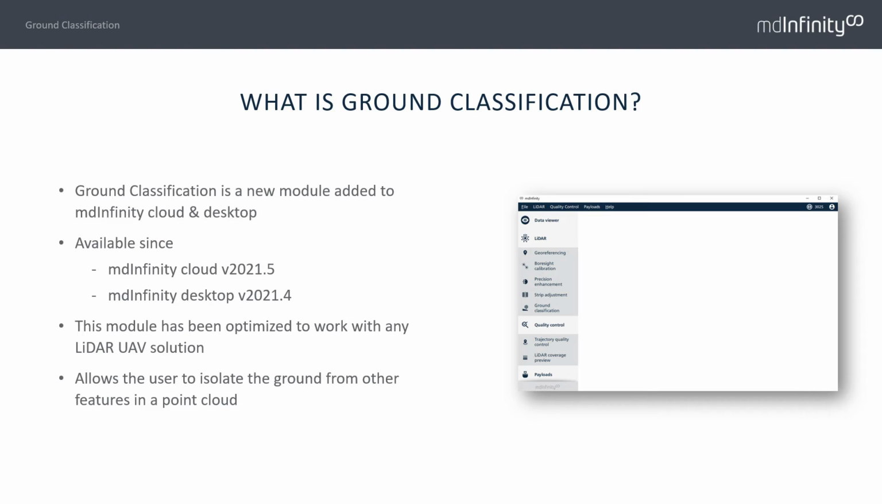Ground classification is our latest module added in mdInfinity Cloud and mdInfinity Desktop, and you can find it available since mdInfinity Cloud version 2021.5 and mdInfinity Desktop since version 2021.4. This module has been optimized to work with any LiDAR UAV solution, and the main thing of ground classification is that it allows the user to isolate the ground from any other feature in the point cloud.